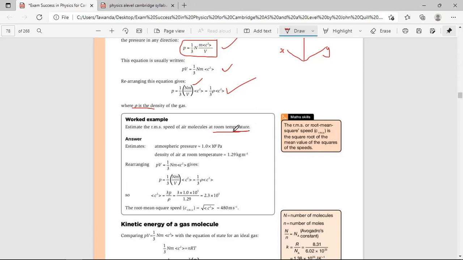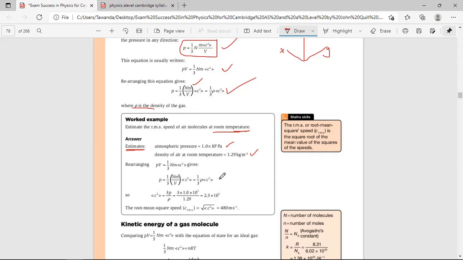So you must know the estimates, usually at room temperature. You must know the atmospheric pressure at room temperature and the density of air at room temperature. These are estimates. You are not given the formula booklet. You must know the atmospheric pressure, this one is the estimate. You must also know the density of air at room temperature. Again, this one is the estimate.